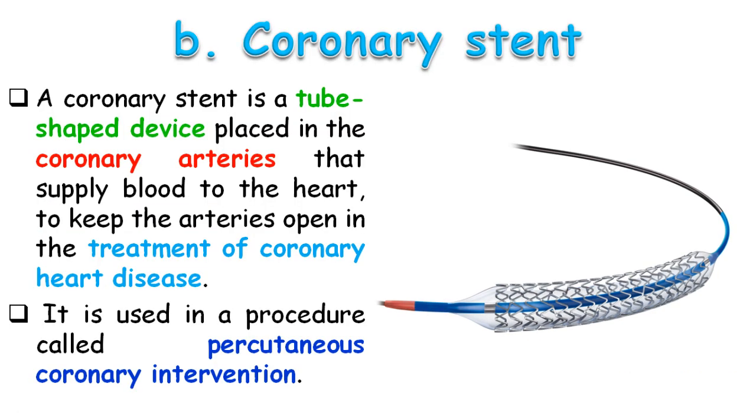Here the rationale: a coronary stent is a tube-shaped device. It is a tube-like structure placed in the coronary arteries that supply blood to the heart, to keep the arteries open in the treatment of coronary heart disease. When you place this tube-like device in the coronary arteries, the name of the procedure is percutaneous coronary intervention.